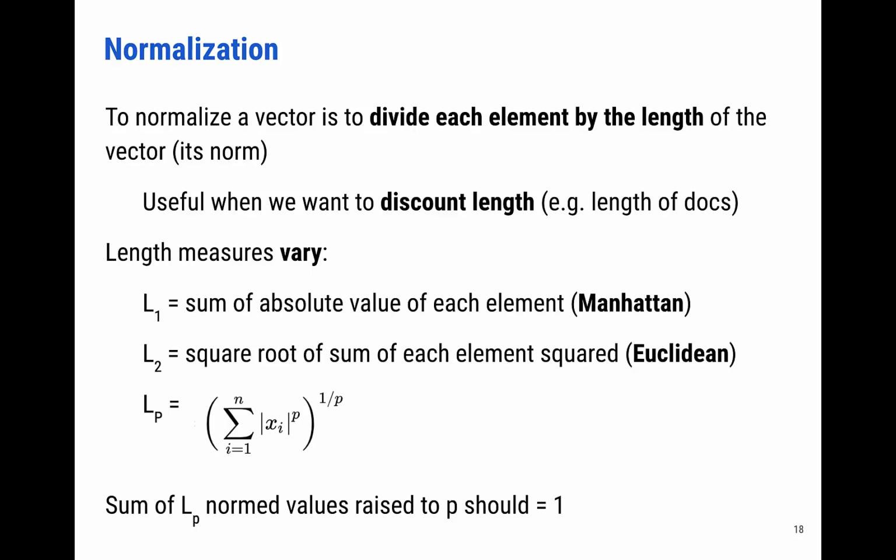Key idea that I want to mention in passing, it comes up a lot, and we've mentioned it already in this video, is the concept of normalization. It's a very simple concept. To normalize a vector is basically to divide each element of a vector by its length. The length of a vector is also called the norm of a vector. It's a useful operation when we want to discount length.